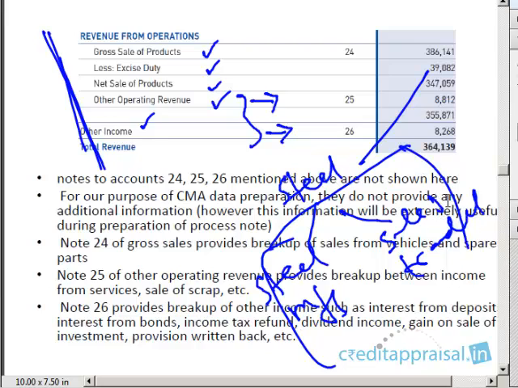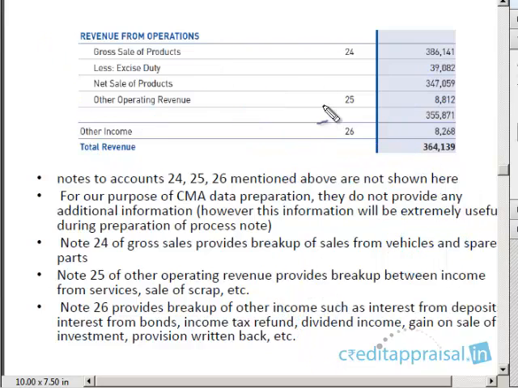For this example, Maruti Suzuki had the following items for revenue. We have also already discussed in an earlier segment that it's very important to read these schedules because they provide further breakup. In this example, you're not going to do that, but I'm going to tell you what this contains. Schedule 24, the gross sales breakup, provides the breakup of vehicles and spare parts for Maruti Suzuki. These are the two main income earning products for the company.